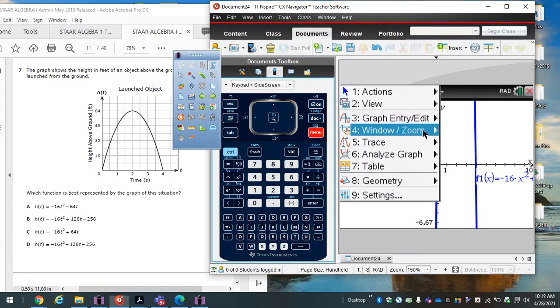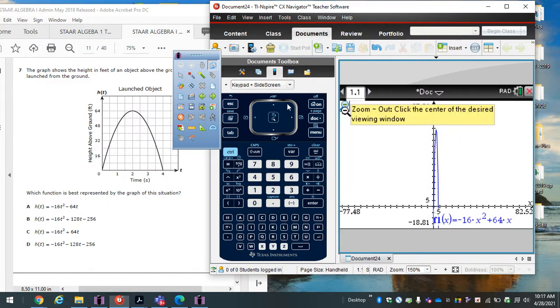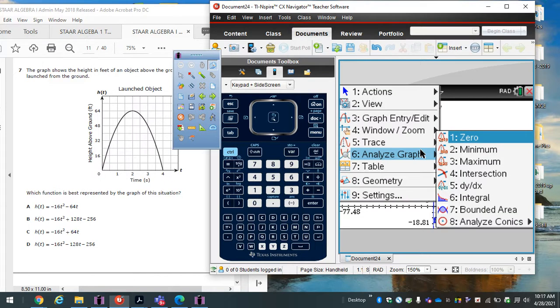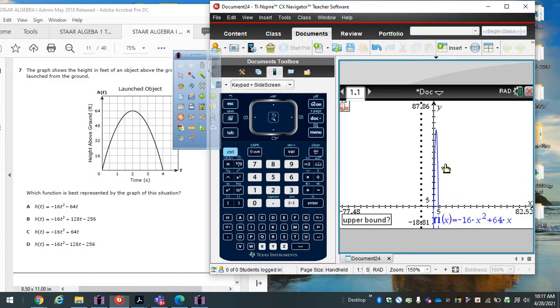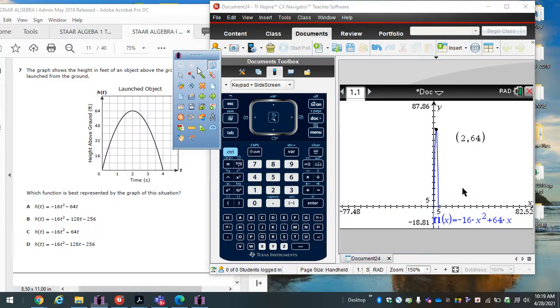So I'm going to go in menu, zoom, and zoom out. Ooh, looks like it. So what I'm going to do is come here to menu, analyze graph, go max, come here, and that is it. At 2, it's at 64, so that's my graph. This one right here, easy, cheesy.